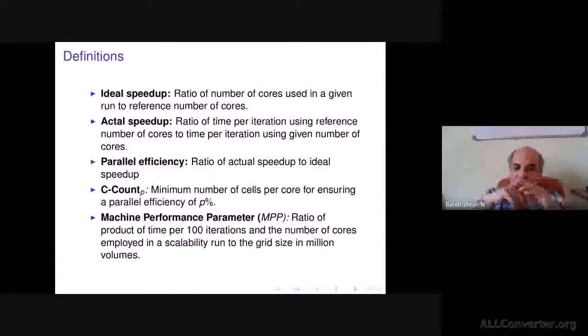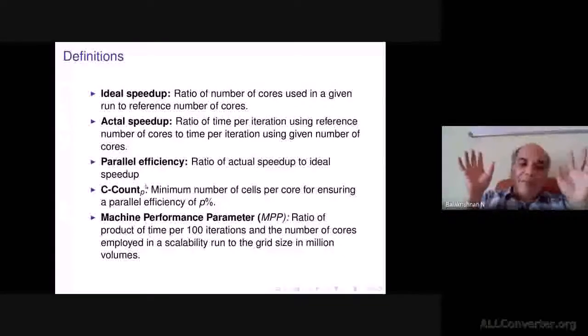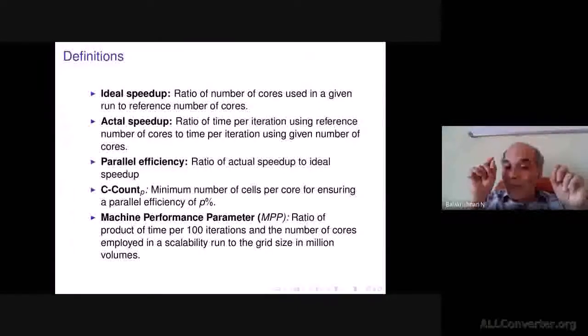The fourth one, which is what we have introduced, is called C count P. Literally translated, it is the minimum number of cells per core for ensuring a parallel efficiency of P percent. In order to define my C count, I define a threshold parallel efficiency. I say that I require about 85% parallel efficiency. So I ask the question, what is the minimum number of cells per core that is required for ensuring this parallel efficiency? So this is a very, very important parameter.